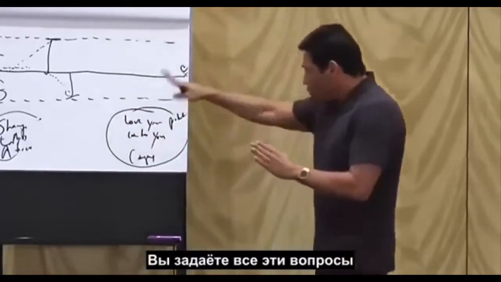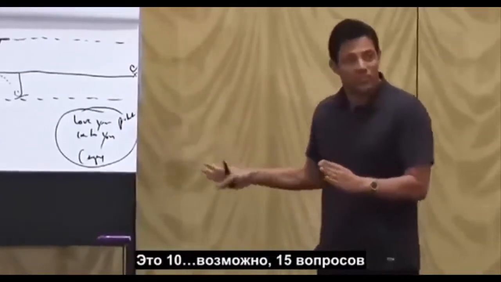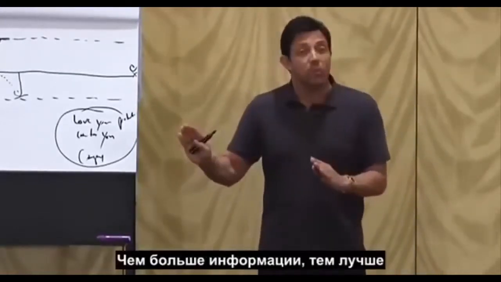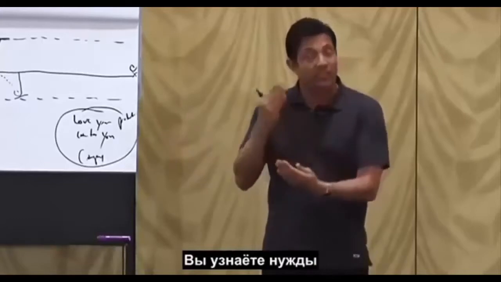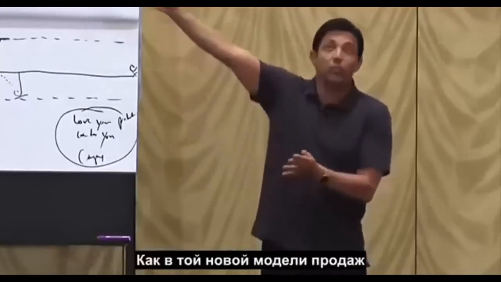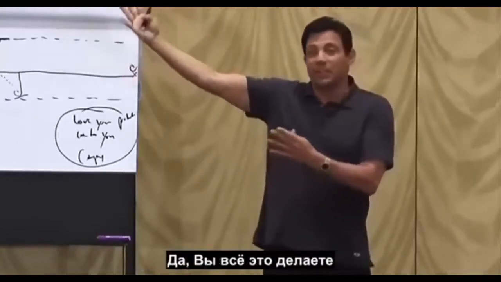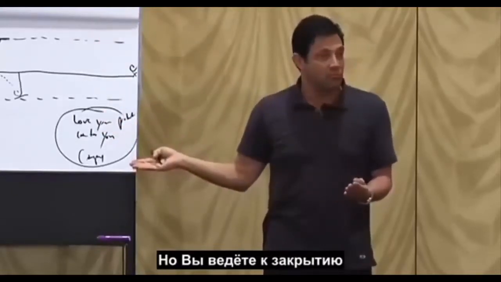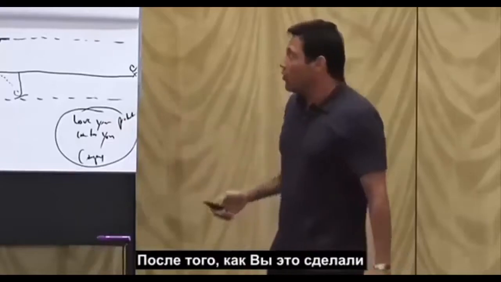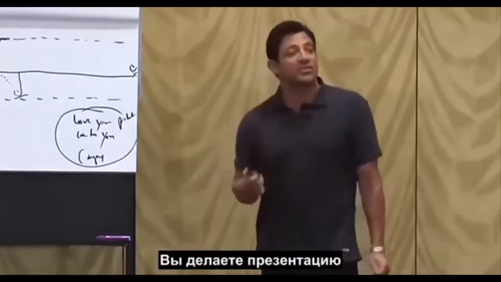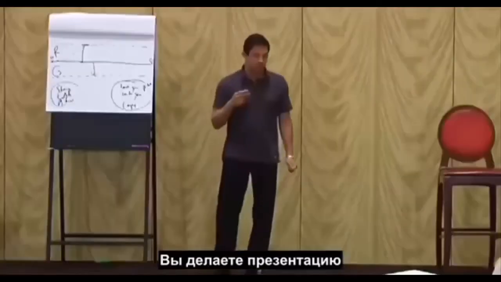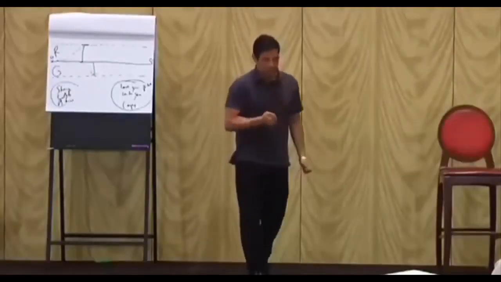So you go through all these questions and you ask them like 10, sometimes 15 questions. It's fine. The more intelligence, the better. You're gathering, identifying needs, like the new sales model says. Yes, you're doing all that, but it's all done to move towards the close. So after you're done with that, then you give the presentation. You give your first presentation. Okay, there's a transition.